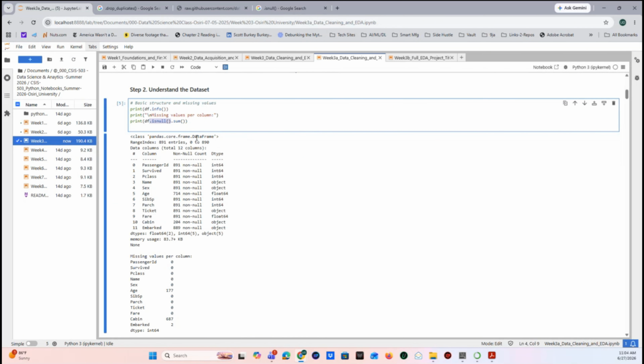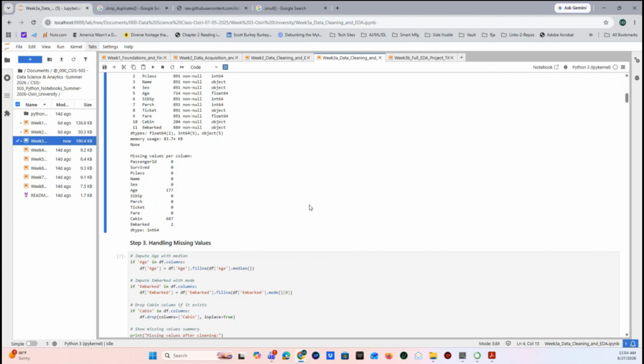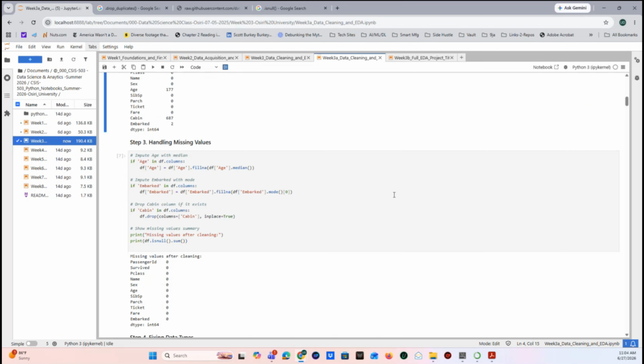Once I've detected it, I want to know the sum, how many of them there are. That's how you arrive at this, and then you print it out. That's how we ended up with this. So even without interrogating the data directly, we have information about all of these things. So how do I now handle missing data? That's step 3. We impute data with the median.